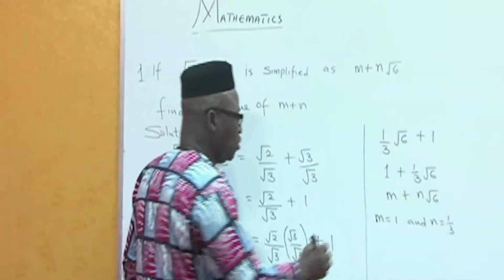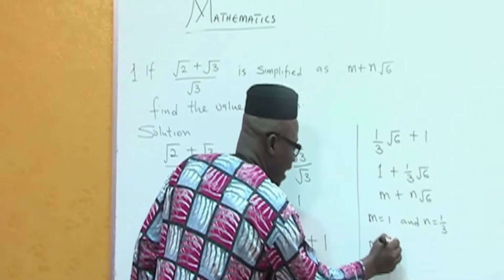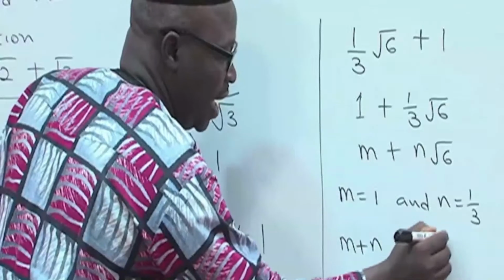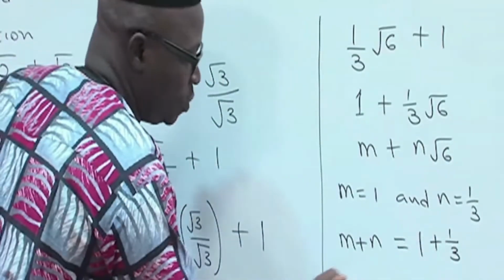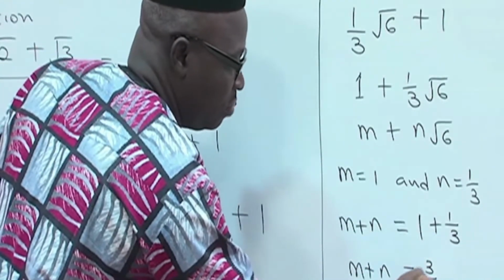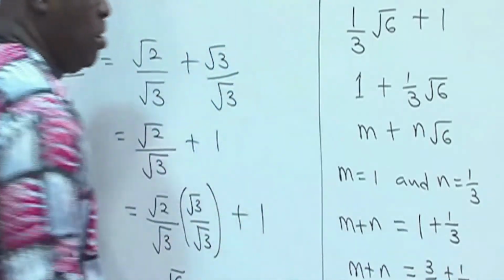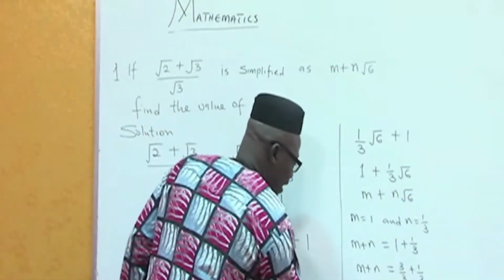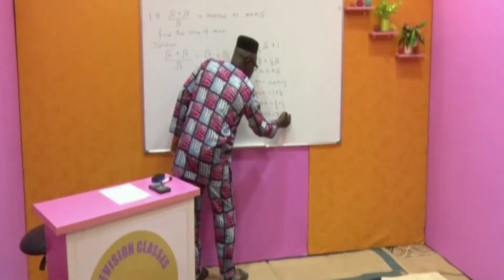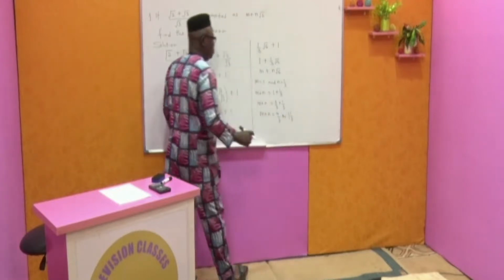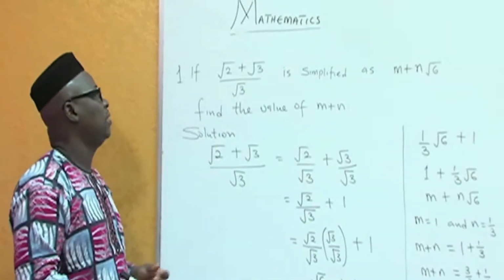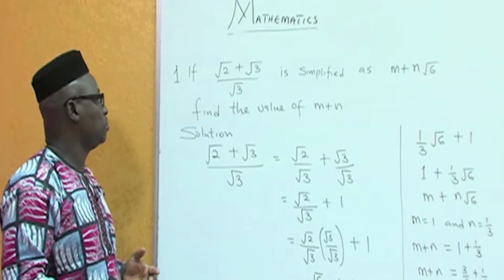The examiners want me to find the value of m plus n. So what it implies is I need to add 1 and 1/3 together. Adding the two of them together, my 1 can be written as 3 all over 3 plus 1/3. That is, 3 all over 3 is still the same thing as 1. So the addition will finally be 4 out of 3, or 1 1/3. So we've been able to find the value of m plus n as required by the question.